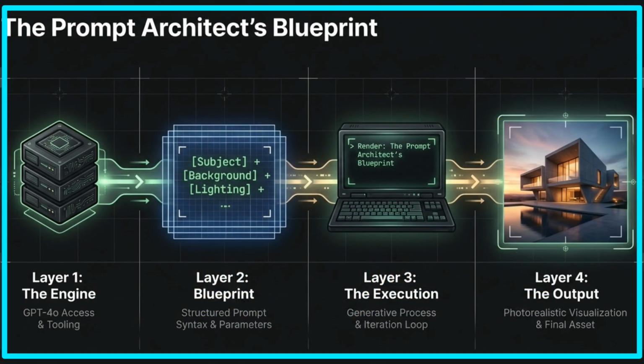The prompt architect's blueprint breaks down the process into 4 layers: the engine, GPT-4o; the blueprint, structured prompt; the execution, generative process; and the output, final asset.